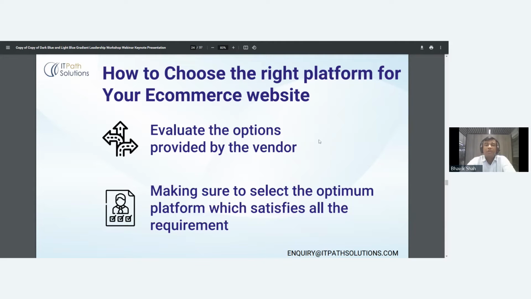Next is making sure to select the optimum platform which satisfies all your requirements. There can be multiple options that the vendor has provided you, but while evaluating those options, you have to keep in your mind that every option that you choose and pick should satisfy all of your requirements.